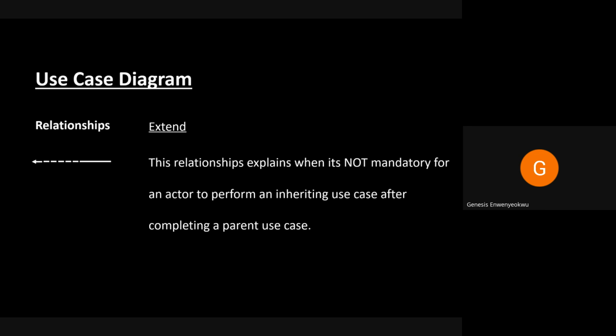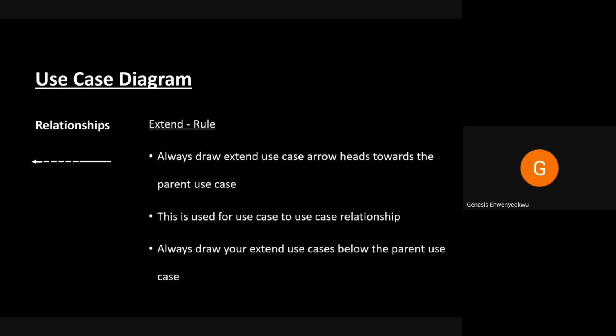Some of the rules that we need to observe when drawing the extend relationship: one, the arrowhead of the extend relationship should always point towards the parent use case. The extend relationship is strictly used for a use case to use case relationship. We don't use it for use case to actor, neither do we use it for actor to actor relationship. It is strictly for use case to use case relationship.